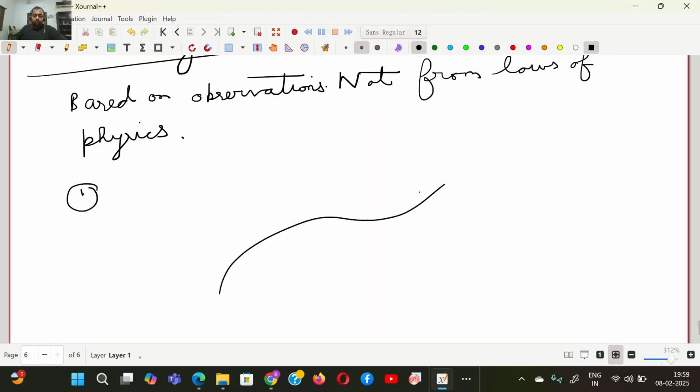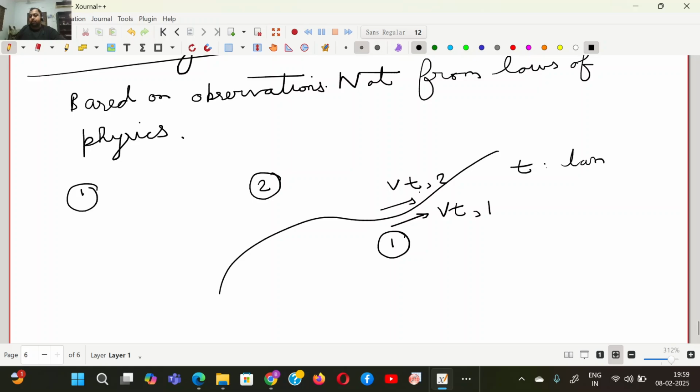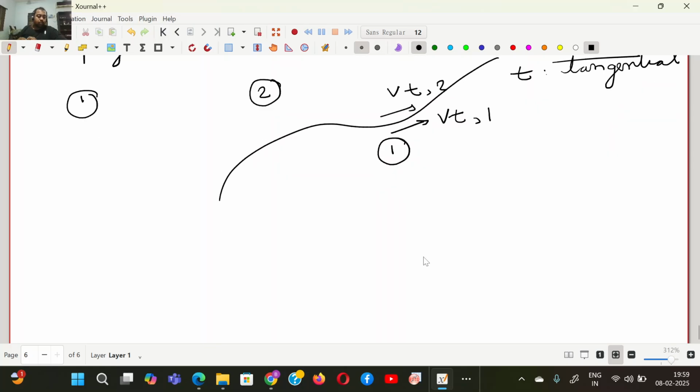First one is, say there is an interface between two media, one and two. Say this is water, that is air or something like that. I define the tangential velocity over here as Vt,1 in phase 1, and in phase 2 it is Vt,2. T here is the tangential component of velocity. Fine. So what this first kind of boundary condition says is that there is a continuity of tangential velocity at the interface. So this is the famous no slip condition.